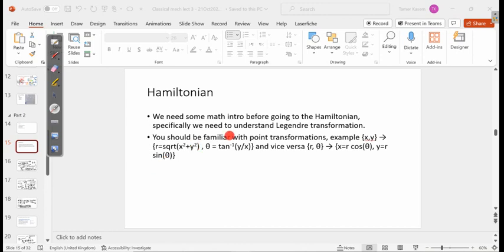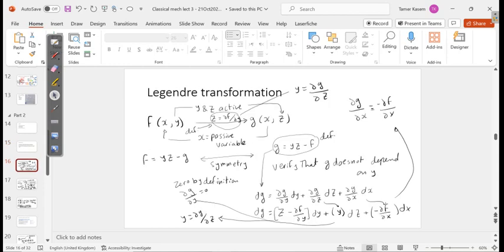Legendre transformation is not a point transformation. Okay, Legendre transformation that will be introduced shortly is not a point transformation. It's somehow different. I'm sorry for this handwriting, but Legendre transformation simply transforms a function f of x and y into another function g, which is a function of x and z. You can observe something now: x is present in both f and g.